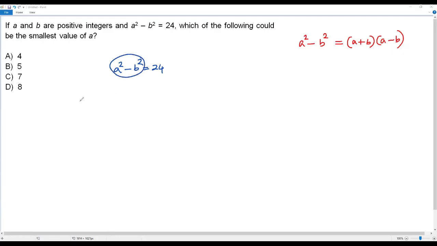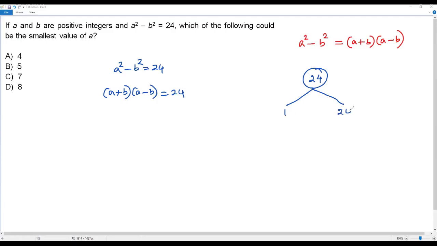So we can write the expression on the left side in factored form. Then I'm getting (a + b)(a − b) = 24. So here the product of two quantities equals 24. Okay, now let me write the possible pairs of factors for this 24. Let me write 24 over here. Since we have a product of two quantities equal to 24, I'm going to find all pairs of factors for 24. Let me start with 1.